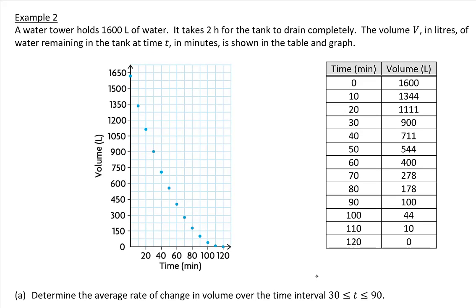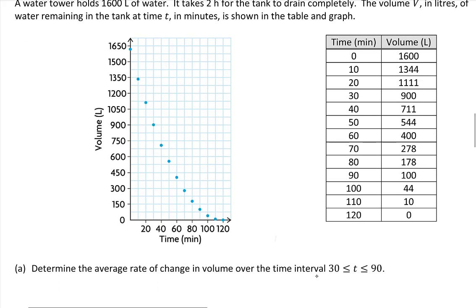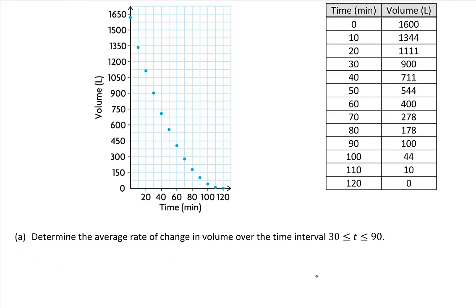Example 2. A water tower holds 1,600 liters of water. It takes 2 hours for the tank in the water tower to drain completely. The volume V in liters of the water remaining in the tank at time t in minutes is shown in the table and graph. Determine the average rate of change in the volume over the interval 30 to 90.